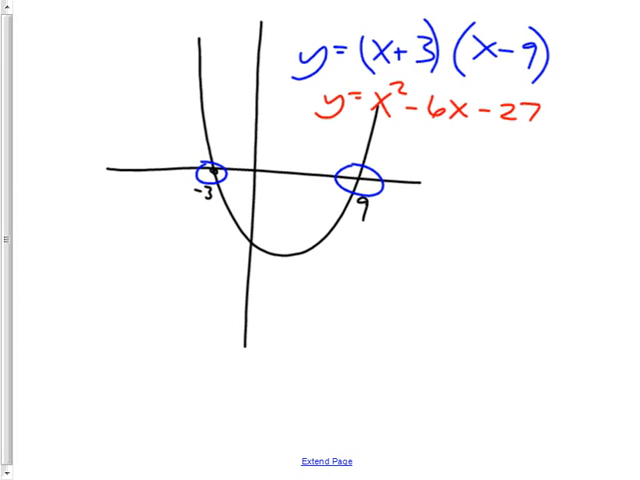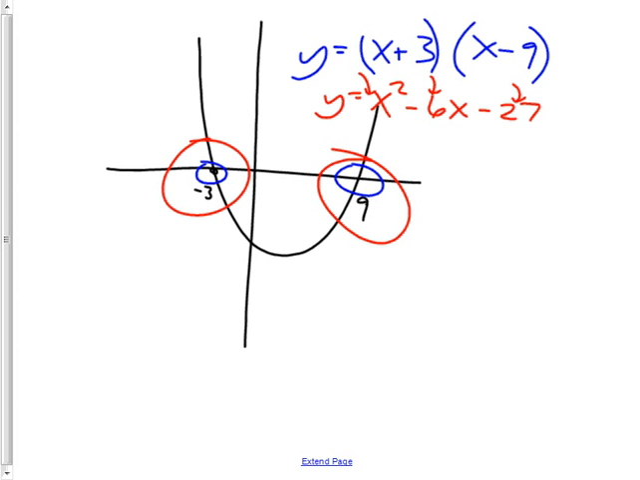Now, other stuff we can do with this. The quadratic formula is now possible. X equals negative b plus or minus the square root of b squared minus 4ac, all over 2a. And you have a 1 for the a, a -6 for the b, and the c is -27. Why would I do the quadratic formula? To find the roots, but I already know the roots. So it'd be kind of useless to do it right now because the answers would come out to -3 and 9.